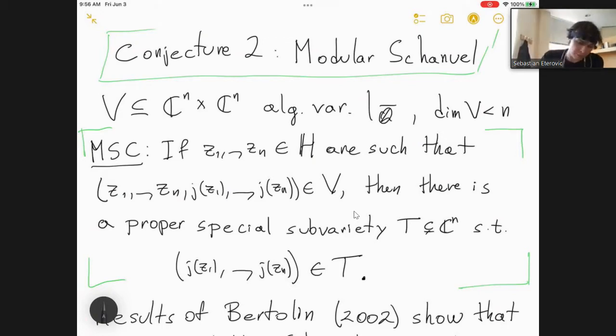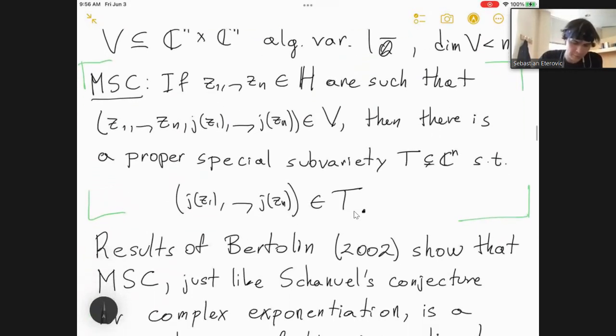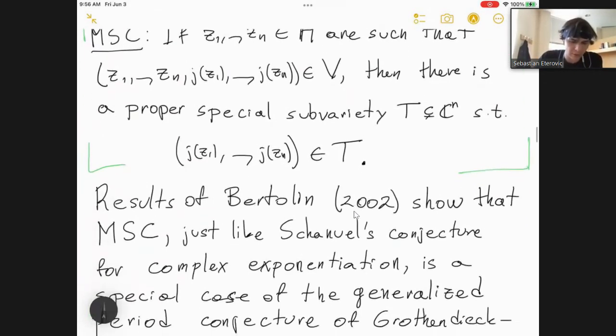So that's the conjecture. And so I have a little bit of the history of this problem. Some of you might have attended last year, I think there was a talk in this very seminar from Christiana Bertolin, who spoke about, among other things, her work on the period conjecture. And in the talk that she gave, she showed that Schanuel's original conjecture for complex exponentiation is nothing more than a special case of the period conjecture of Grothendieck-André.